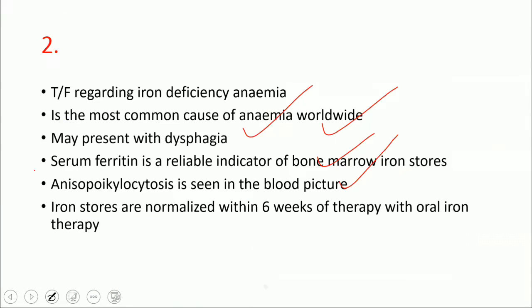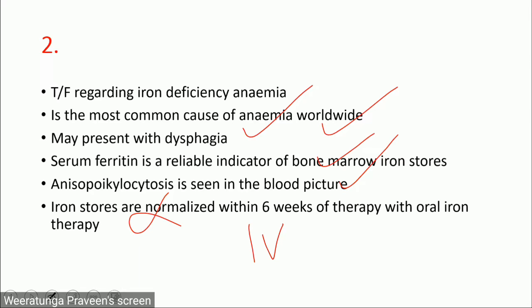Okay, so the last statement is: iron stores are normalized within 6 weeks of therapy. You need at least about 6 months of therapy to normalize bone marrow iron stores. The bone marrow iron store replenishment is clearly faster with IV iron, and it's probably why you give it in pregnancy. One of the important reasons is you want the bone marrow iron stores to replenish faster in pregnancy. But most of the time, if you compare oral and IV, the hemoglobin response rate is very similar, except in renal failure.